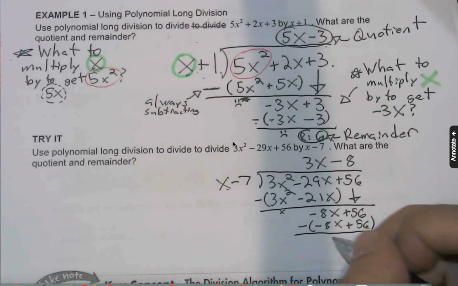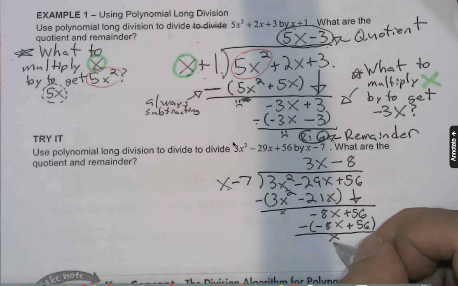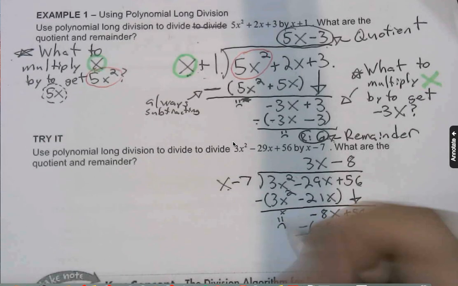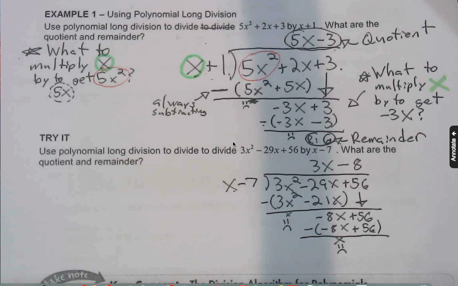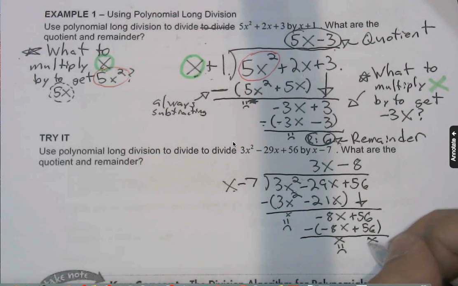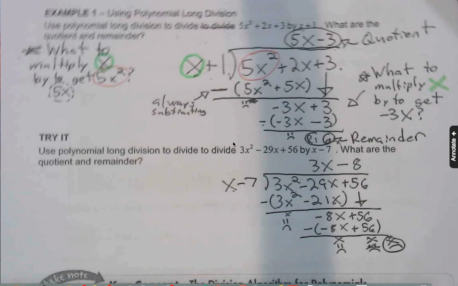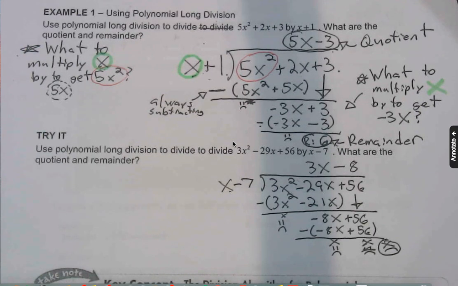Subtracting what we have here, x cancels, that's done. I like to draw a frown face because I know that I canceled the term, and this is always your goal for the very first term you're working with. 56 subtracting 56 leaves us with nothing. I'll actually have that kind of face here. So notice that we have no remainder, which is fine.